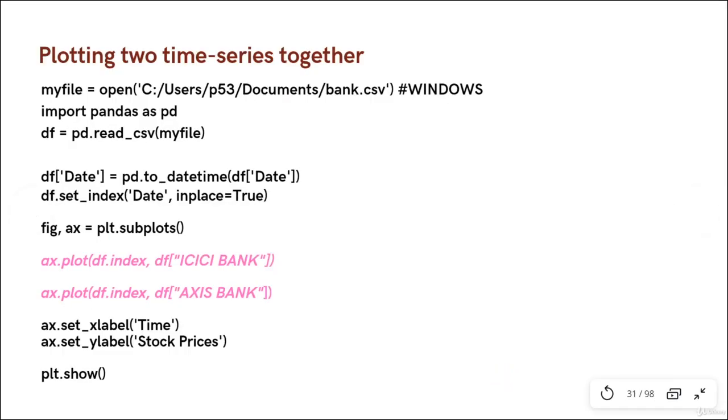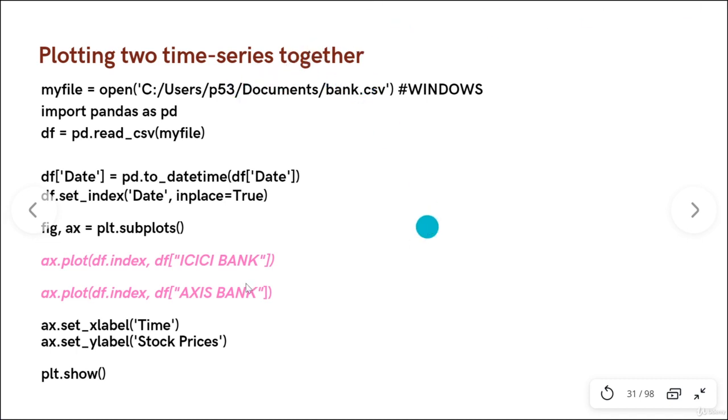plotting two time series together. So that means if you have two different time series and you want to plot them in the same plot area, how we can do that. So far our discussion was on plotting time series, one single time series. Okay. So now we are plotting two time series together.